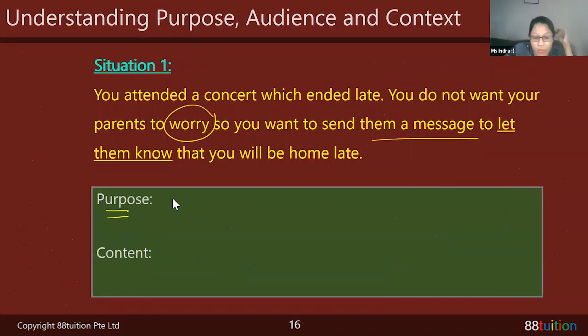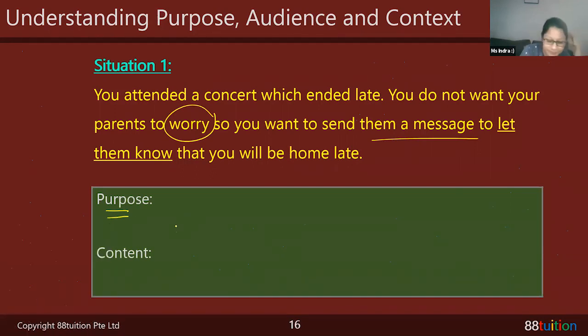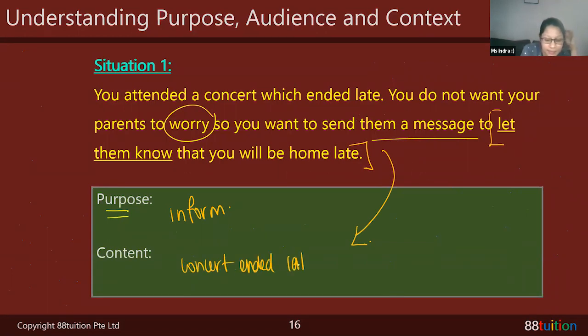It's either to perform or to inform or to persuade. So what do you think it is? Very good. Thank you. It is to inform. Inform what, basically? Okay, what is the content that you want to include? To let your parents know that you will be home late, right? And that the concert has ended late.